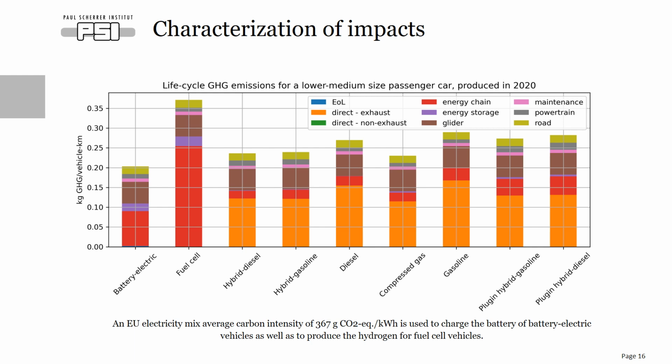The combustion-based vehicles are typically characterized by, as we previously mentioned in the first slides, more than half of their impact coming from the combustion of the fuel. The glider or the chassis of the vehicle is also responsible for a good 13 to 15% of the impact.